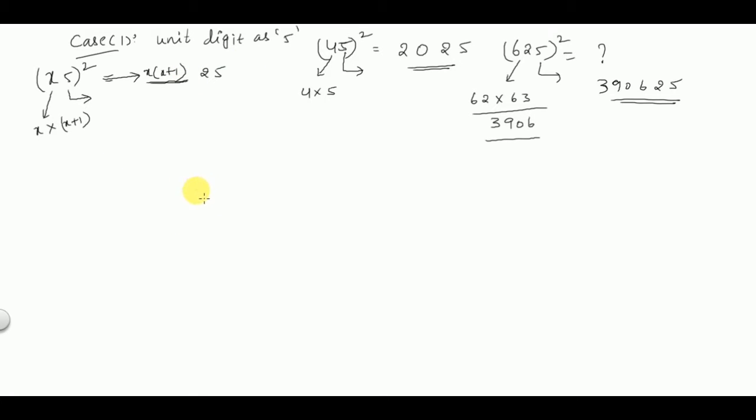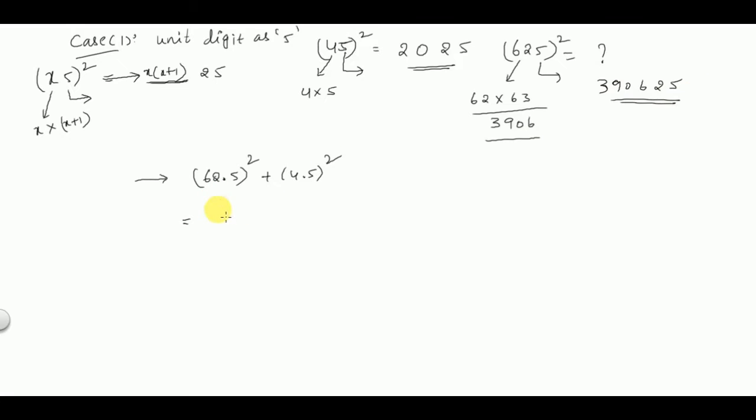Suppose you are asked to find 62.5 whole square plus 4.5 whole square. This type of question is seen in railway exams or bank exams. We know the value of 625 whole square is 390625. Since it is a square, you have to put the decimal point after 2 digits from the right side.